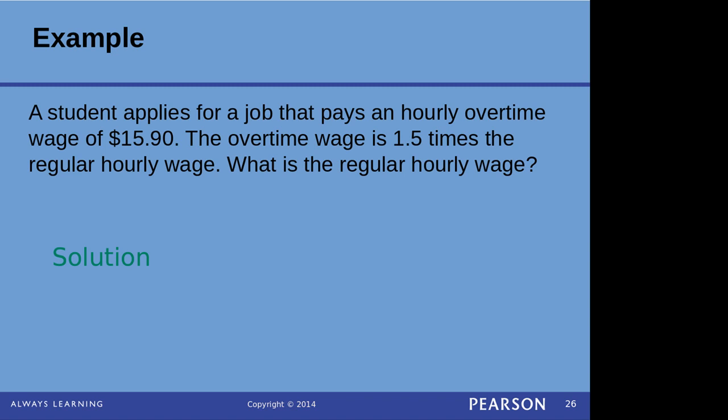All right, so a student applies for a job that pays an hourly overtime wage of $15.90. The overtime wage is 1.5 times the regular wage. What is the regular wage? So we don't know the regular wage. And so what I really want to do here is talk about the thing I don't know. That's what we want to do with our variable, the unknown thing. And so I will again go back to R is my regular wage, and my overtime is 1.5 R. And I know that my overtime wage is $15.90.